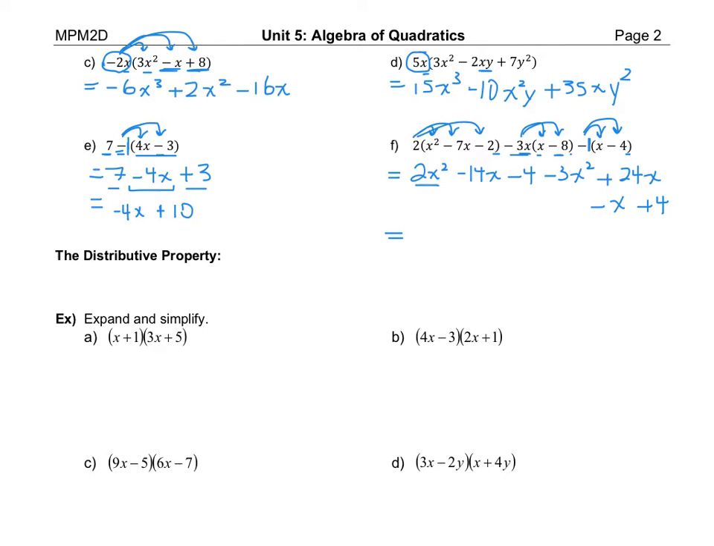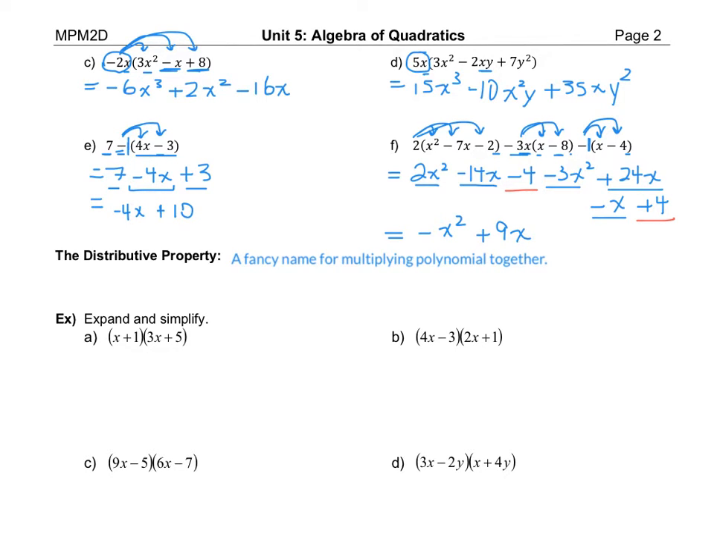I have 2x squared minus 3x squared. That's going to be minus 1x squared, or just minus x squared. I also have a minus 14x and a plus 24x. That would go together to give me plus 10x, but then I'm taking away another x, which would be plus 9x. Well, if you need to use your calculator with these, by all means, please do. A minus 4, that's a constant term, plus a 4, that would result in 0, so I don't have a constant term with this one. All right, so that's our distributive property. So our distributive property is just a fancy way of saying multiplying polynomials together.